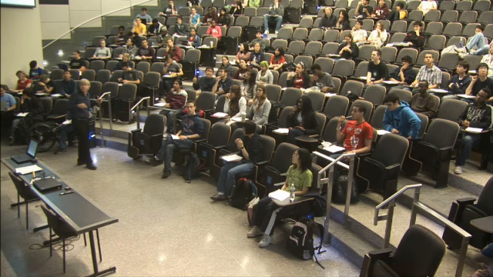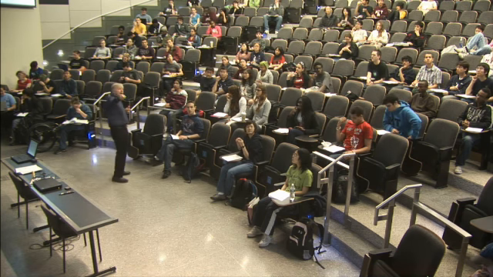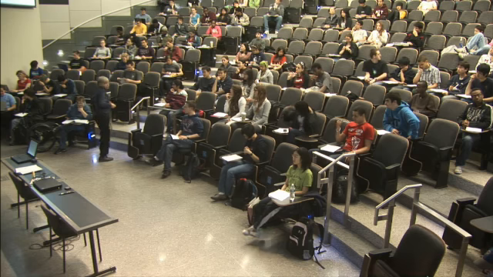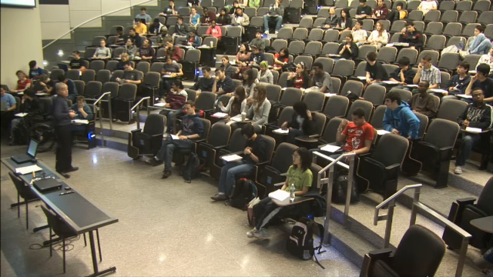So what we want to do today is figure out an algorithm for conducting a search like that. We'd like to figure out the algorithm, analyze how well it works, optimize it, and try to find a way to find the best solution, where best for this particular problem would mean minimum path length. So figure out the best solution by considering as few cases as possible. Obviously, if you enumerate all the cases, that should work. The problem is that we'll be interested to solve problems where that enumeration is quite large. Even here, the enumeration is quite large.